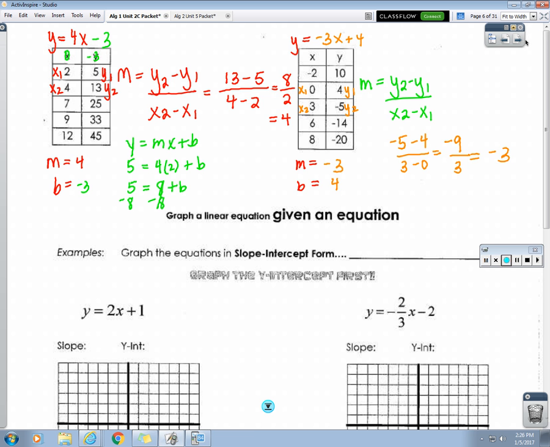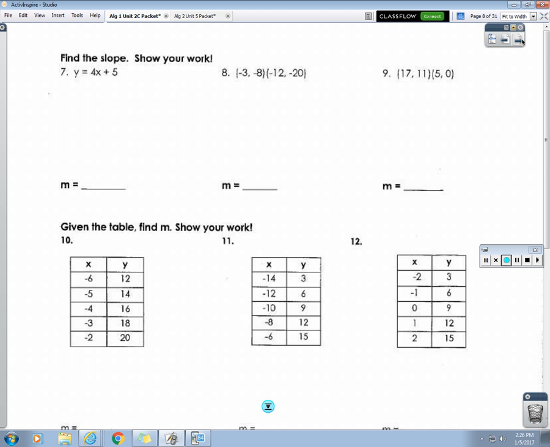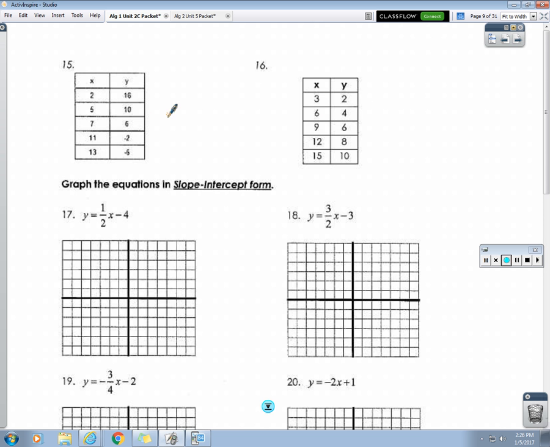Okay, now we're going to skip around a little. I want you to go to page 8 and try those two, 15 and 16. Number 15, our goal is to write the equation in slope-intercept form by just having the table of values.